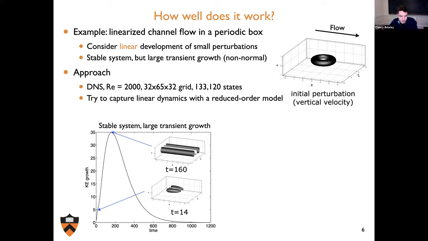These indicate eigenvalues that are really close to the imaginary axis. And these are not going to be the best models, because if you perturb these models a little bit, those eigenvalues may be unstable. In fact, in many cases, these POD models are unstable, where the original linear system we know was stable. It had large transient growth, but it was stable.